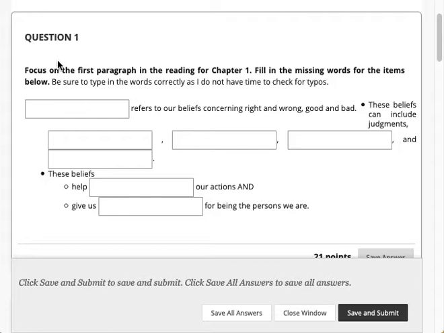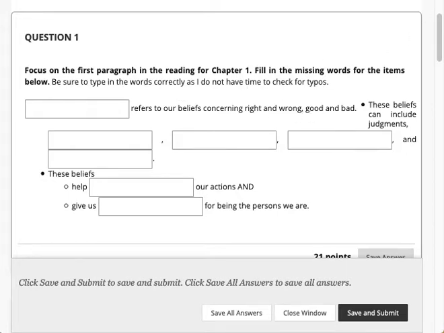It is extremely important, as I stated in giving you a heads up for the orientation review, that you read every single word in the question or prompt. This says, focus on the first paragraph in the reading for chapter 1. Fill in the missing words for the items below. Be sure to type in the words correctly, as I do not have time to check for typos.